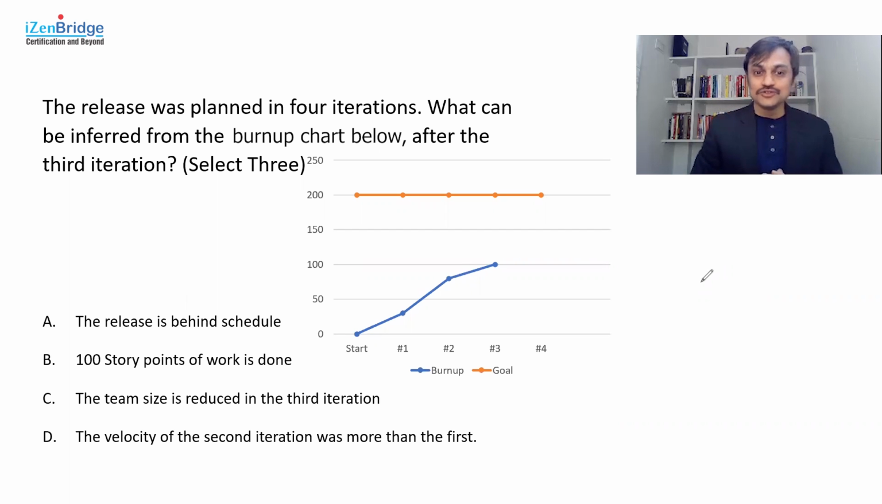The team size is reduced in the third iteration. The velocity of the second iteration was more than the first. Now the thing here is you need to select 3. So in simple words, you just need to find out one statement which cannot be inferred from this particular chart. There are 3 true statements and 1 false statement based on what you see on your screen.